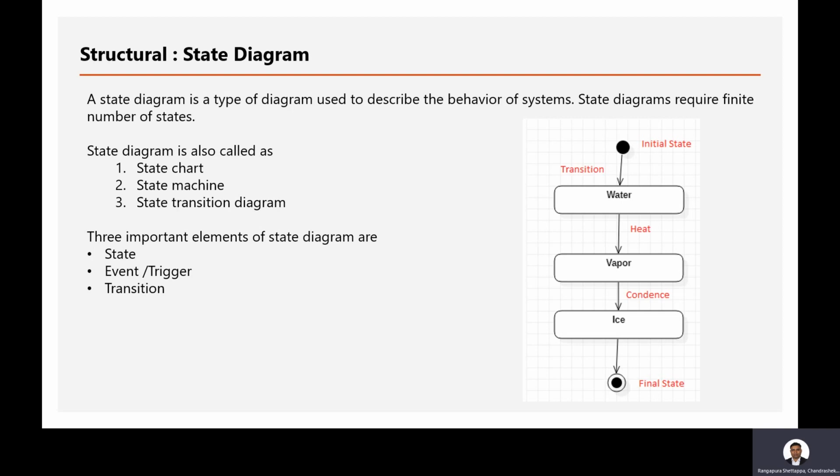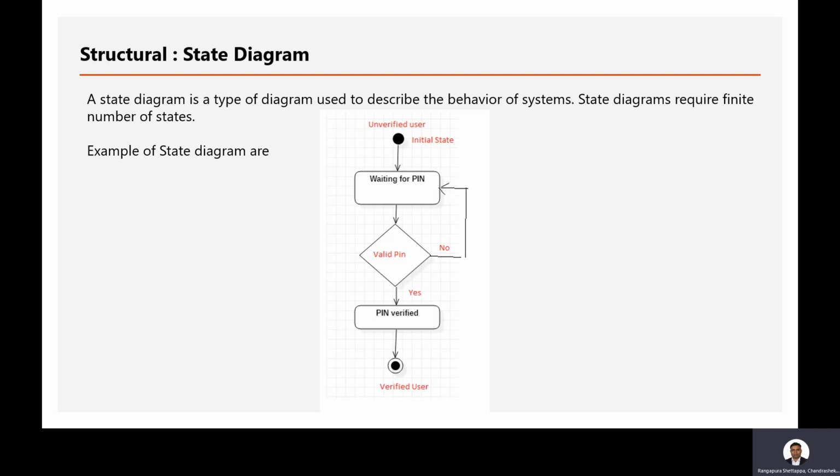Three important elements to consider in the state diagram are the state itself, in which it currently is, an event that is triggering a transit from one state to another, and the transition itself, which is happening from one state to another state. Now with a concrete example, let's try to understand how to write a state diagram.